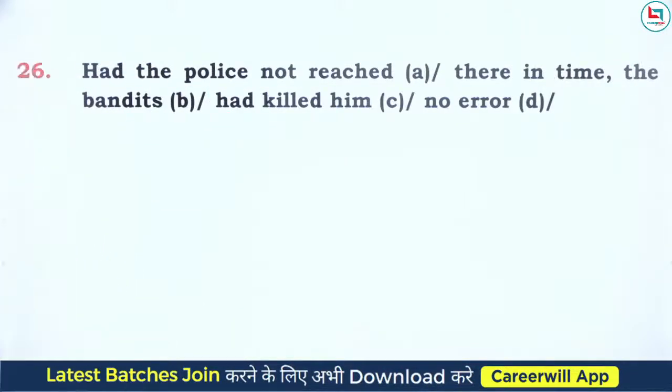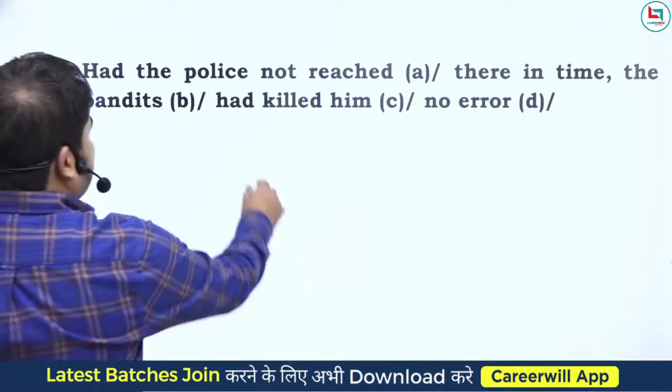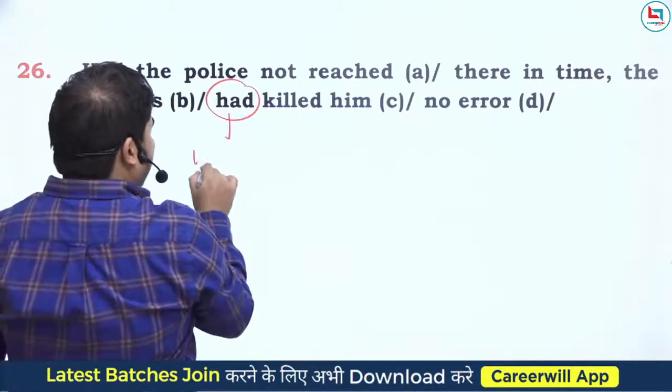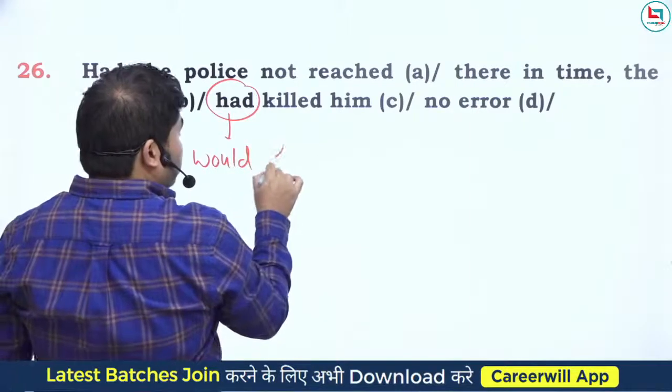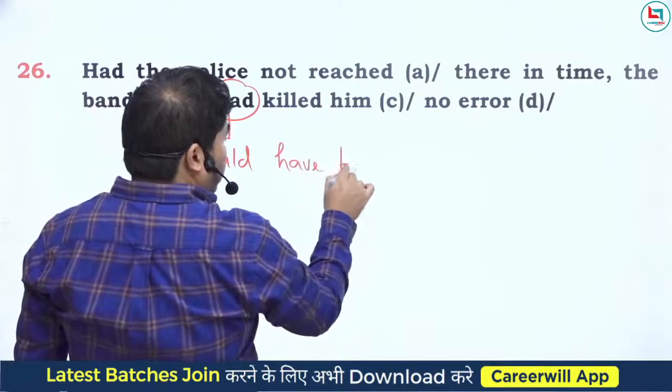Had the police not reached there in time, the bandits had killed him. I think it is pretty easy to figure out. Had the police not reached there in time is the conditional clause, and the main clause again has "had killed", which is incorrect. That should be replaced with what? Would have killed. So this had will be replaced by would have. Would have killed.